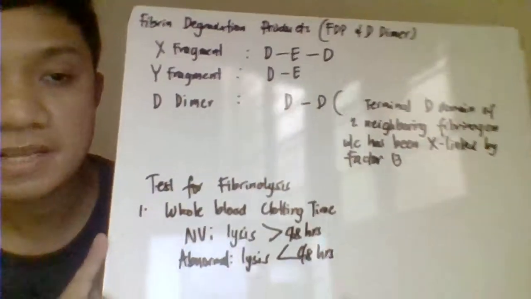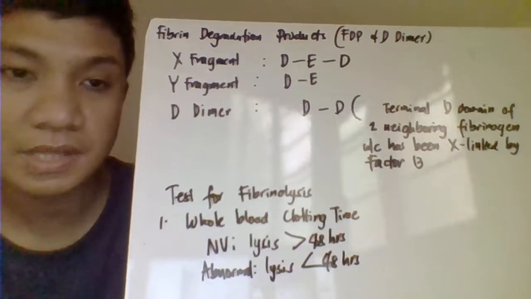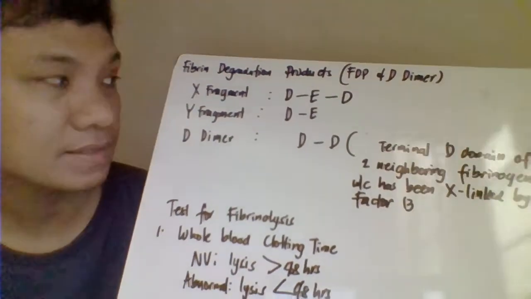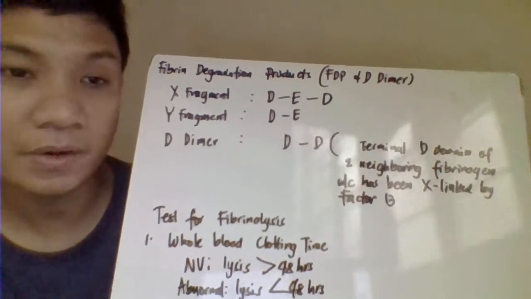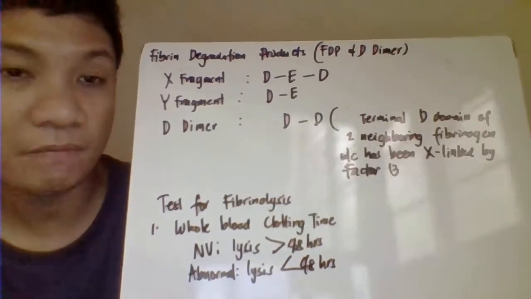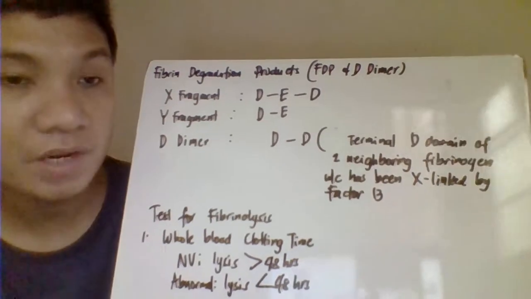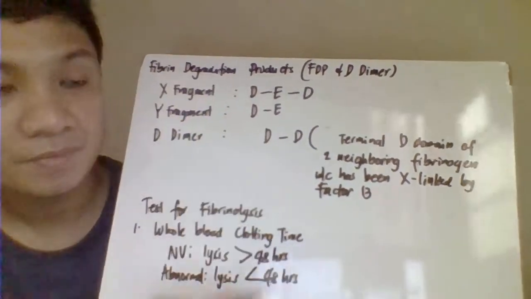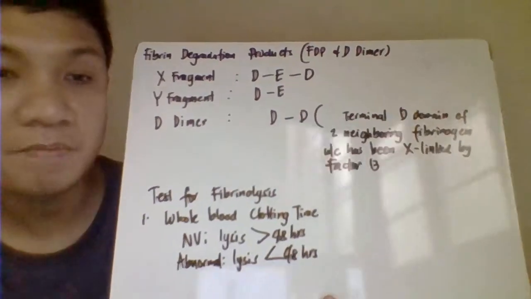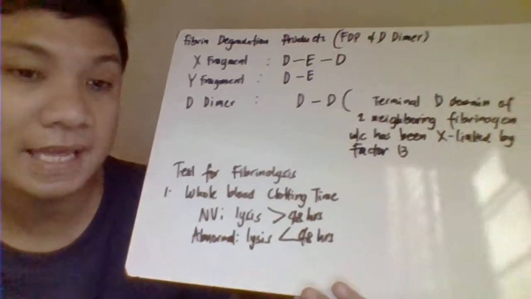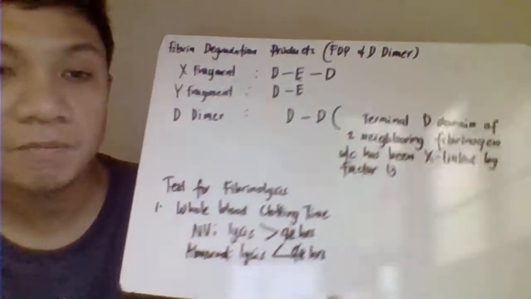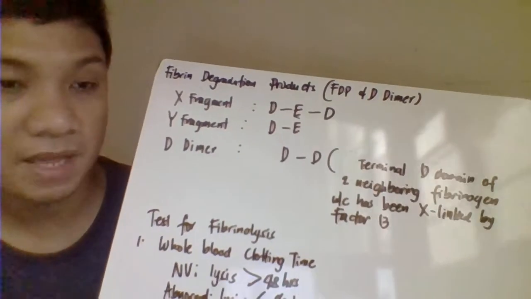Okay, then we have also here the fibrin degradation products and your D-dimer. So we have here the X fragment. The X fragment represents the original structure of our fibrinogen. Remember that your fibrinogen has this structure, di ba? We have your D-domain. Meron siyang terminal D, dalawang D-domain on a terminal end. Tapos sa gitna niya may E-domain. Okay, that's your X fragment.